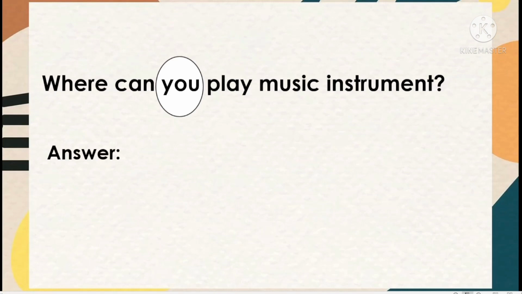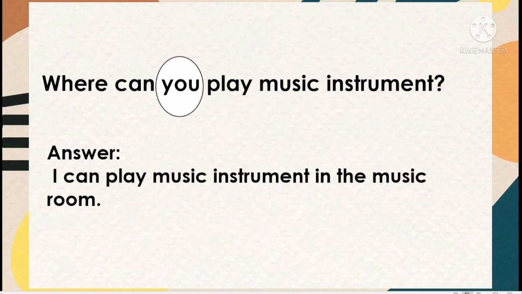If we use you in the question you will start with your answer I. Okay? When we use you in the sentence or question, you can answer with I. Very good. I can play music instrument in the music room. As you can see, when we use you should answer starting with letter I.